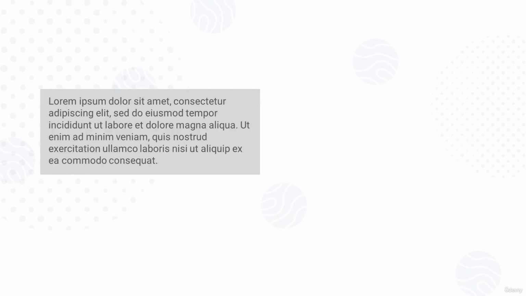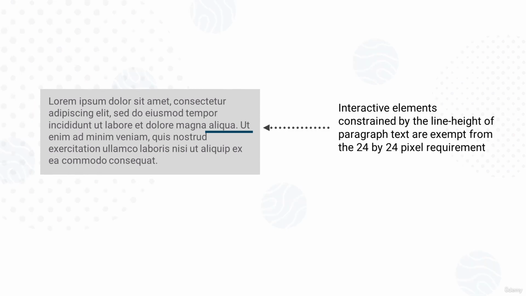Interactive elements constrained by the line height of paragraph text, such as links, are also exempt from this criterion. Because if the link target size was increased, it would disrupt the line spacing and impact readability, and so this scenario is exempt from the requirement.